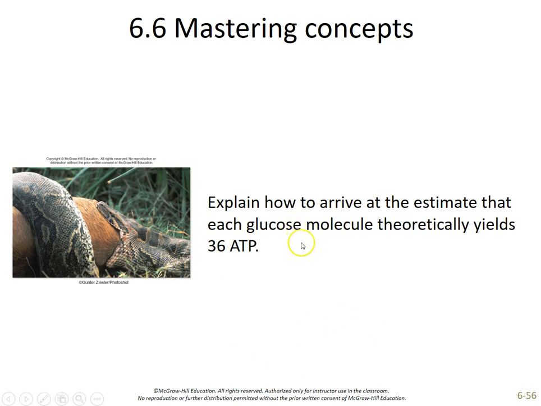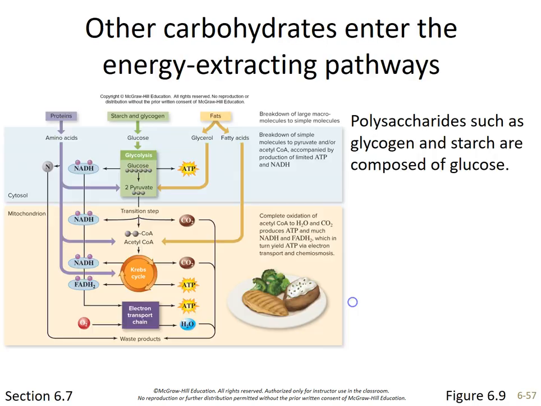So 4 ATP are made in glycolysis, but 2 are required to get the process started. So we have a yield of 2. Krebs cycle produces 2. Electron transport chain produces 4, but 2 ATP are required to get through the membrane of the mitochondria. So we got a total of 36.